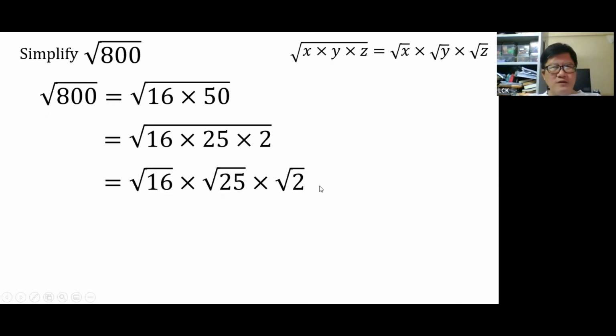I'm doing this in this particular approach because I want to show you that you can break it down to more numbers than 2. It doesn't always have to be 2. It can be 3, like I've done here. So square root of 16 is 4, square root of 25 is 5, and square root of 2 remains. It's a surd. It's resistant to simplification. So 4 times 5 is 20, so that will be 20 square root 2.